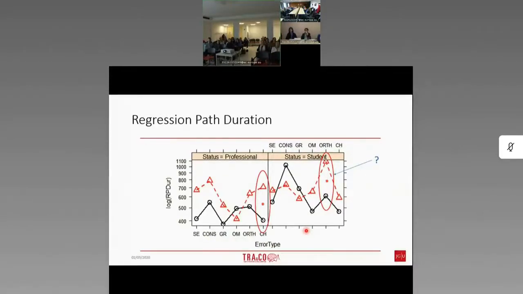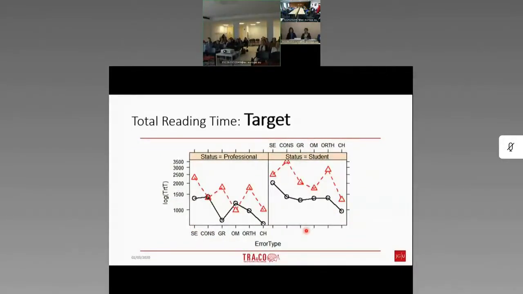The professionals, on the other hand, go back in the sentence for coherence errors, which you would expect. Right? So if there's a coherence mistake, you go back to the context and see how you can resolve this. And for sense errors, the professionals, so clearly, it makes sense to go back in the context for sense errors.